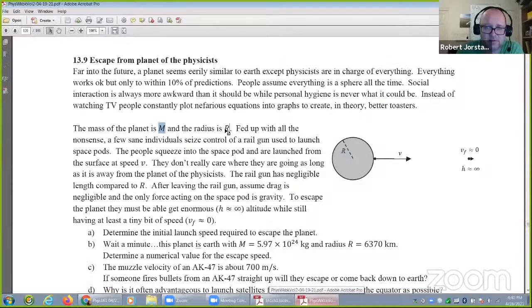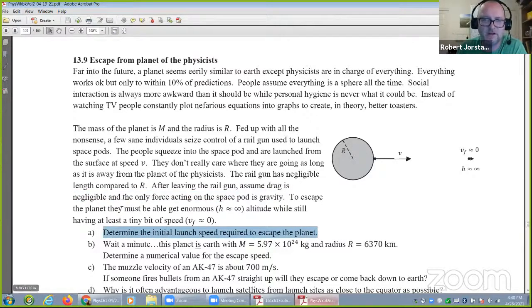So let's get in there. We've got the planet's mass, planet's radius here. The people squeeze into the space pod and they launch off the surface at speed v. We're going to assume drag is negligible, so we don't have to worry about air resistance. Obviously, you'd have to account for that in a real life situation, but for now, we're going to ignore that. All right, so if that's the case, what type of problem might we do to figure out the required initial launch speed? What type of problem does this look like?